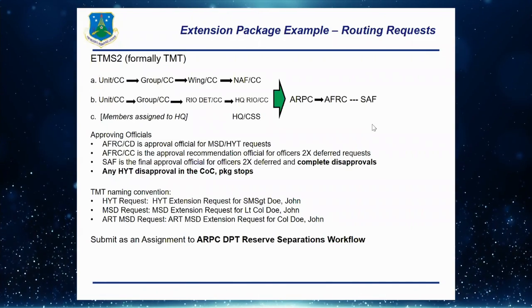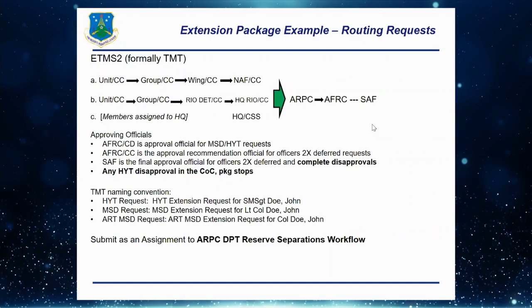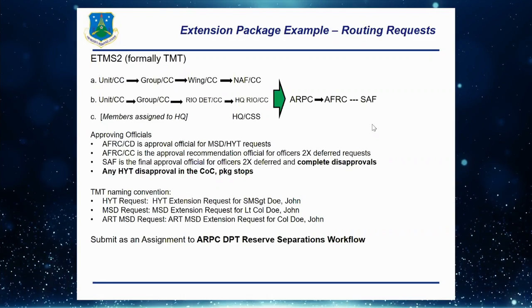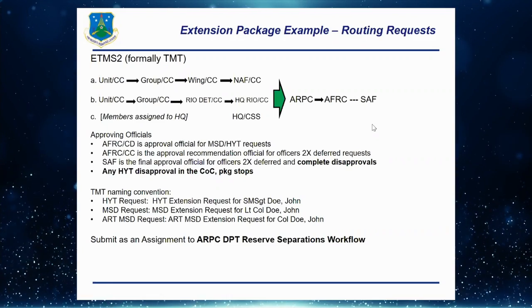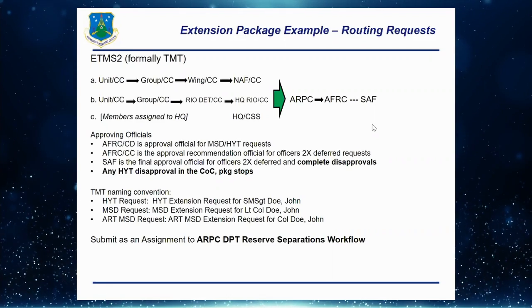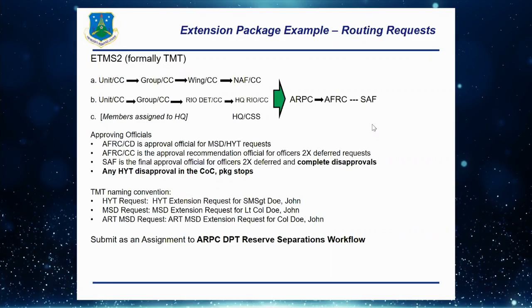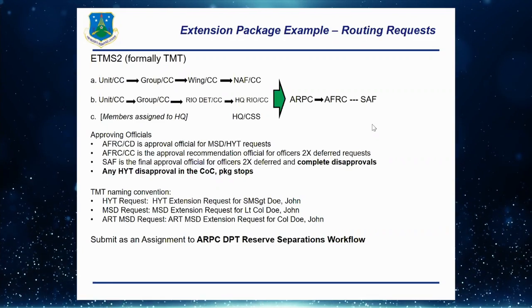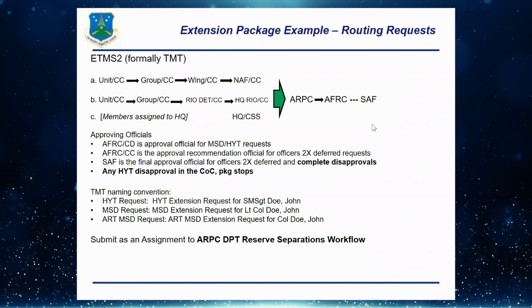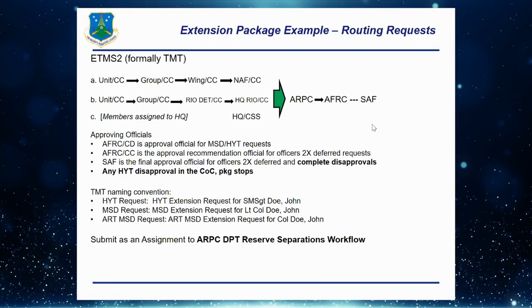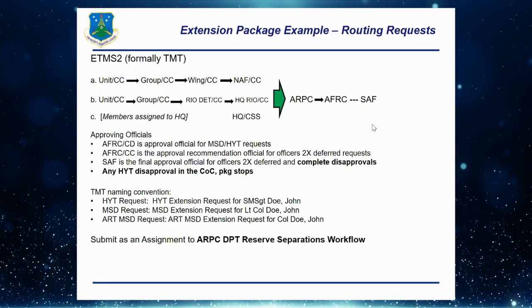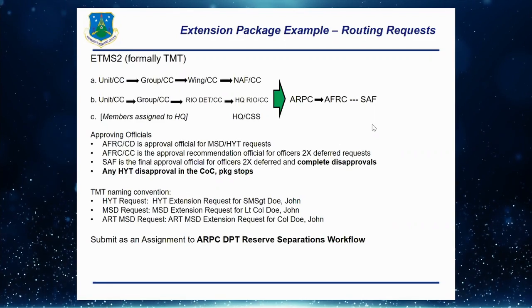But all those packages, all those routings come to us, where we do what we have to do, checks and balances, and then we forward it to AFRIC. And if need be, we forward it to SAF after we get it back. The approval officials: the AFRIC Deputy Commander is approval official for MSD and HYT requests. The AFRIC Commander is the approval recommendation official for twice deferred officers. And like I said, I want to say recommendation official because this is not where the package stops. They have to go to SAF. And lastly, SAF is the final approval official for twice deferred officers and complete disapprovals.